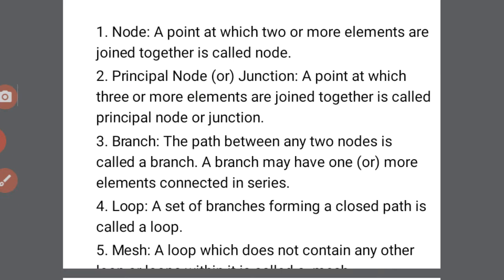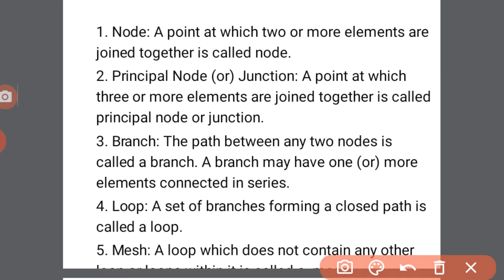Next one is principal node or a junction. A point at which three or more elements are joined together is called a principal node. Is it clear? Two or more elements joined together is called a node. At the same time, a point at which three or more elements are joined together is called a principal node or a junction.